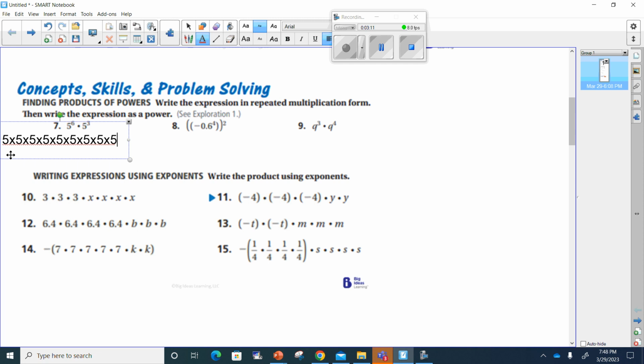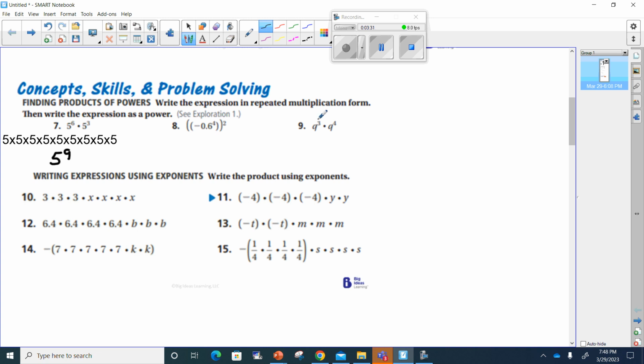Okay, that's what it would be as repeated multiplication, but as an expression of power, I would just say that's 5 to the 9th power. Make sure I wrote this right. 1, 2, 3, 4, 5, 6, 7, 8, 9. Yes, 5 to the 9th power. Let's go to number 9 now.